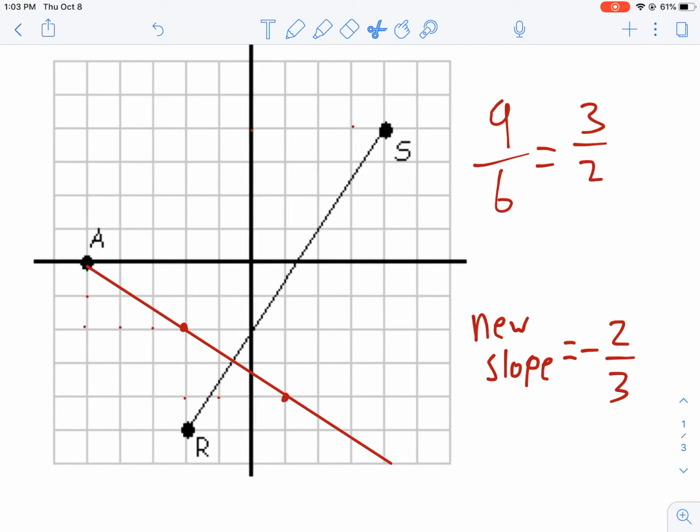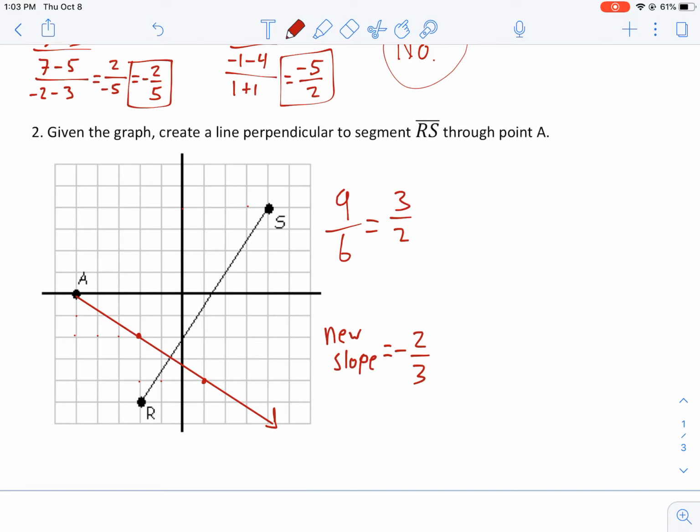And there we go. And it kind of looks perpendicular, right? That looks like it forms a right angle. Okay. So there we go. That would be our new line.